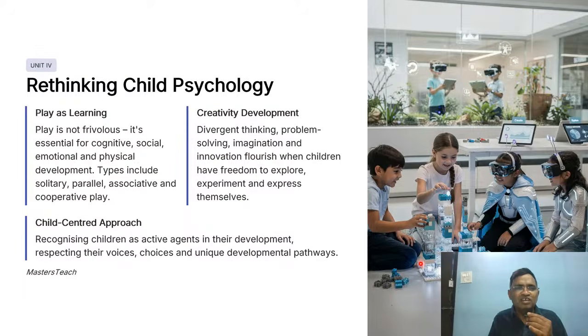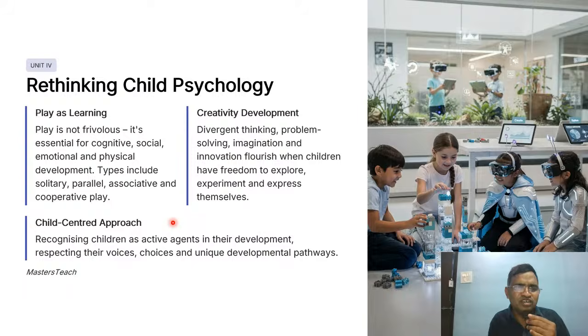So the fourth unit: rethinking child psychology, play and learning, creative development, and the child-centered approach. Play is not a privilege; it is essential for cognitive, social, emotional, and physical development. Types include solitary, parallel, associative, and cooperative play. Creative development involves divergent thinking, problem solving, and imagination. Innovation flourishes when children have freedom to explore, experiment, and express themselves.